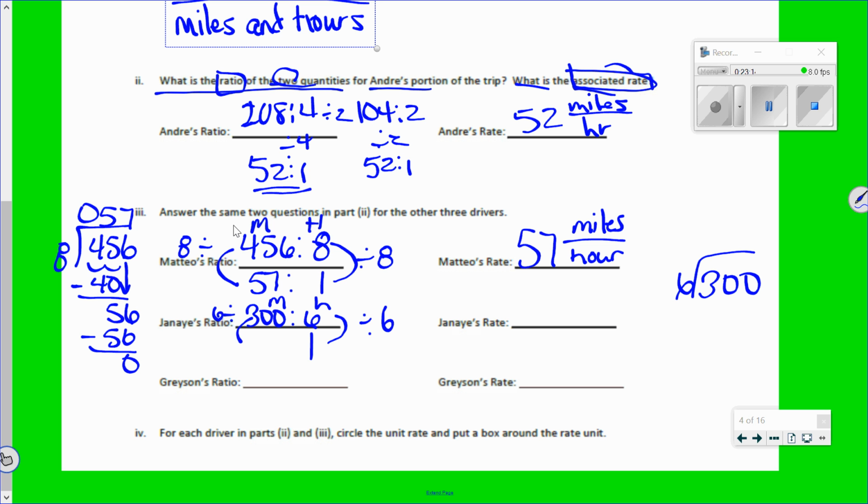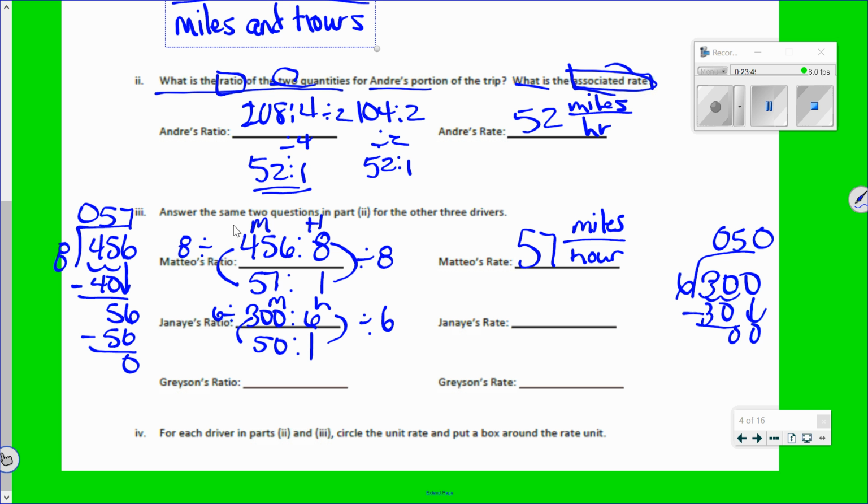Can 6 go into 3? No. Can it go into 30? Yes. How many times? 5. 5 times 6? 30. Bring down my 0. Now people get confused here. Just because I have a 0 remainder does not mean I am done. They gave me 3 numbers in my problem, so I need 3 numbers in my answer. Got it? Can 6 go into 0? No. So I need a 0 up here.